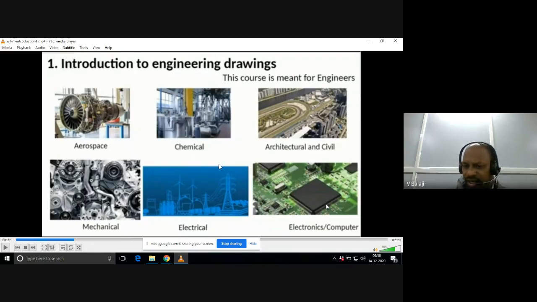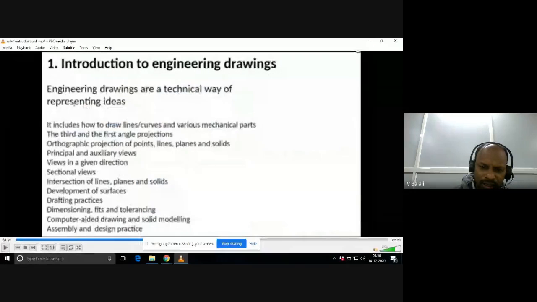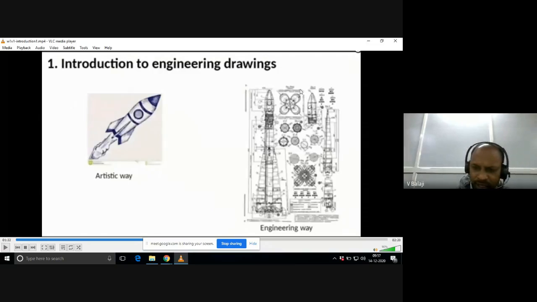I think we have only 4 minutes, so I don't want to continue further. I will just quickly show you some important slides I have. These are online material; anybody can make use of them for academic purposes. I am using an artistic way of representing an object like this, but coming to engineering drawing, the representation is very complex.